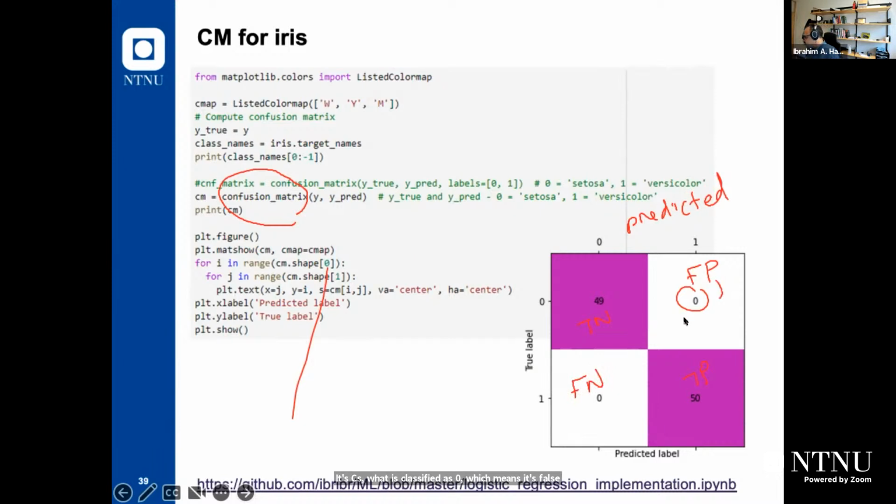False positive is type 2 error. False negative is type 1 error, right? Oh, sorry, this is type 1 error. Sorry, this is type 1 and this is type 2 error. Correct?